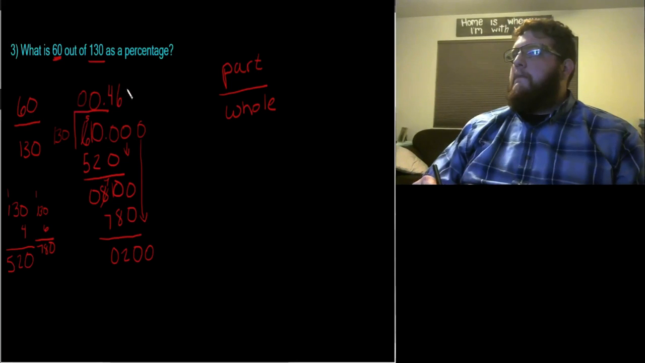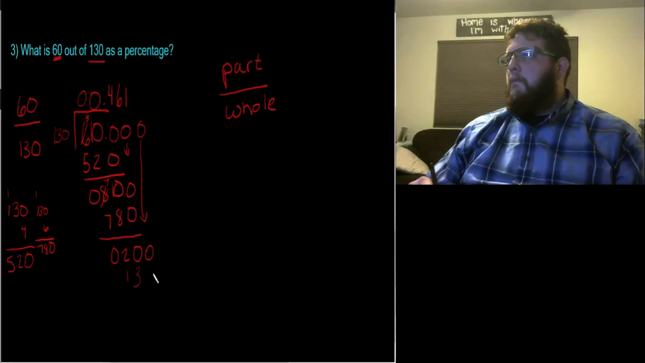130 goes into 200 only one time. 1 times 130 is 130. And when we subtract that, we'll be left with 70. So we'll add another 0, bring it all the way down.